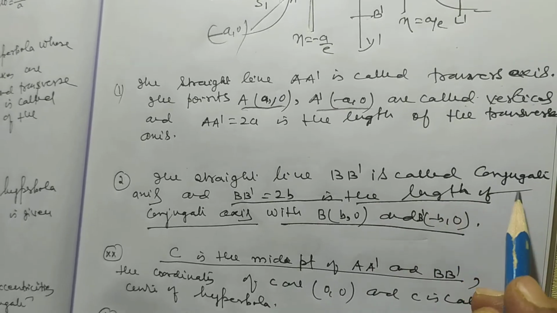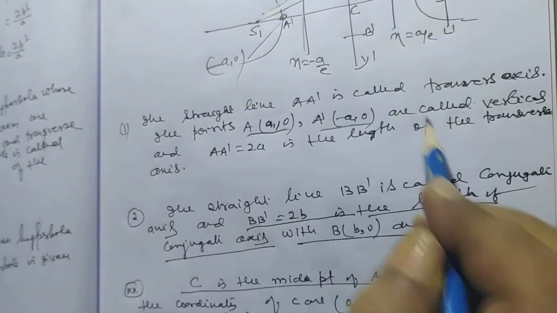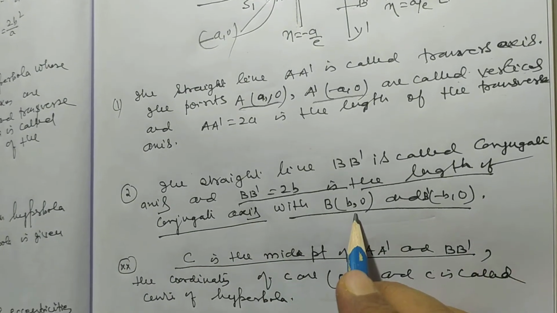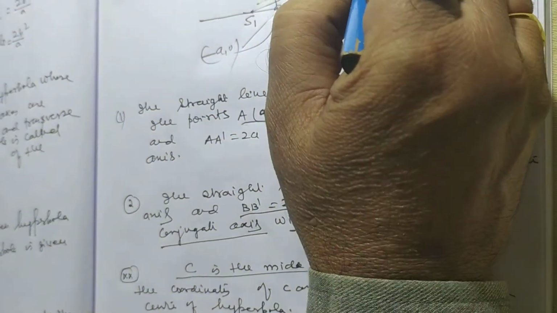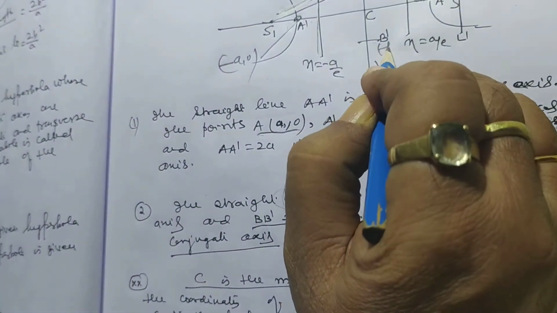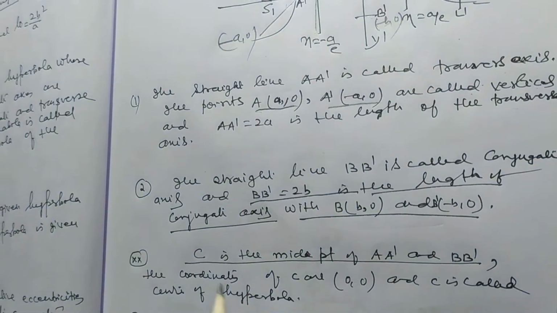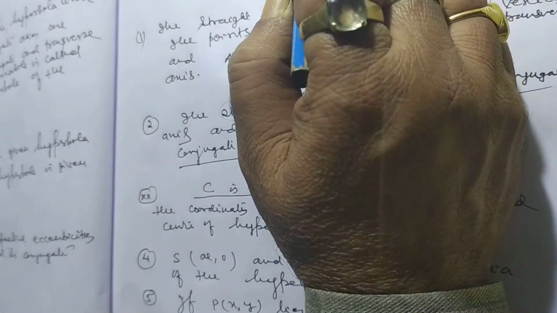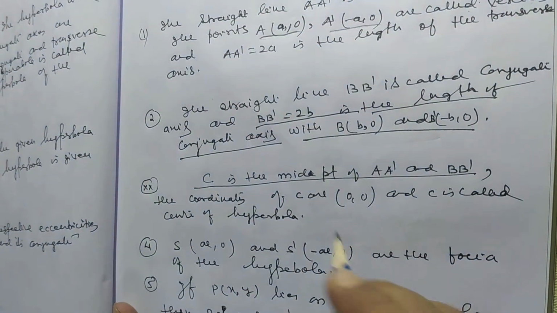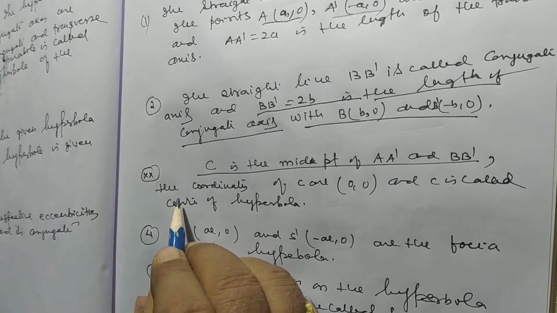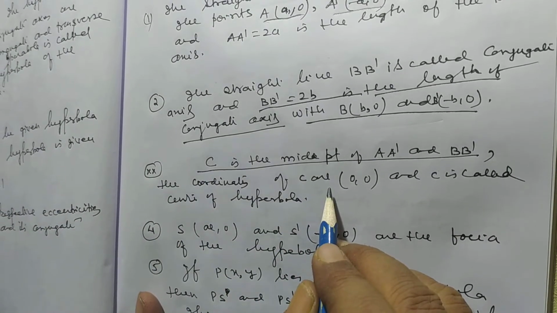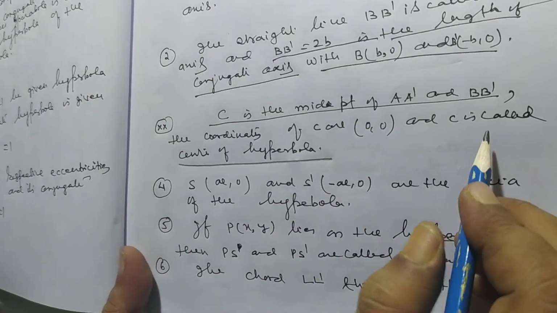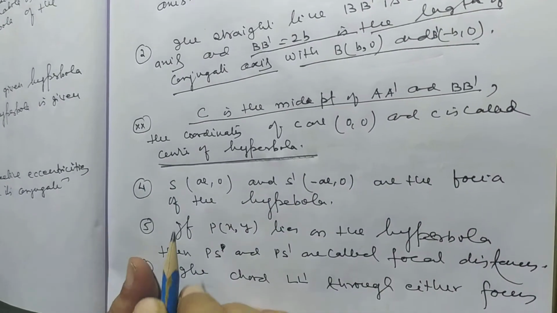The straight line BB dash is called the conjugate axis, with points (0, b) and (0, minus b). C is the middle point of AA dash and BB dash. Now the coordinates of C, that is the center of the hyperbola, are (0, 0), and C is called the center of the hyperbola.